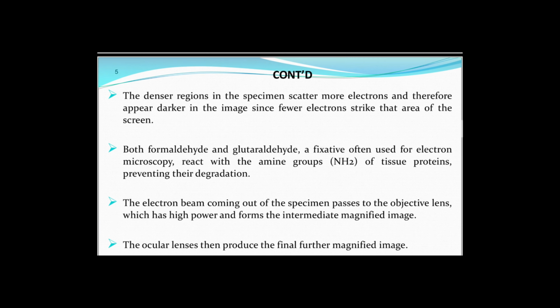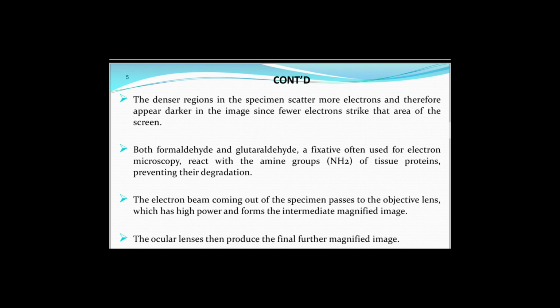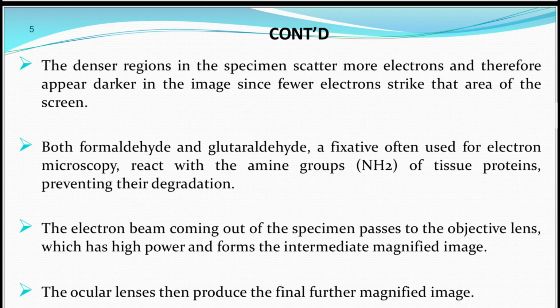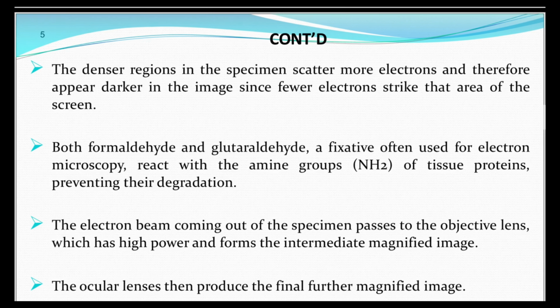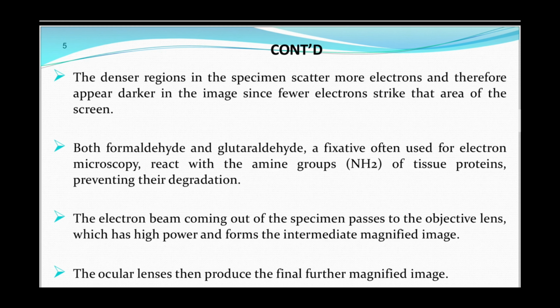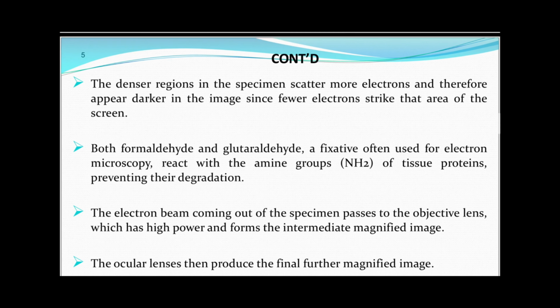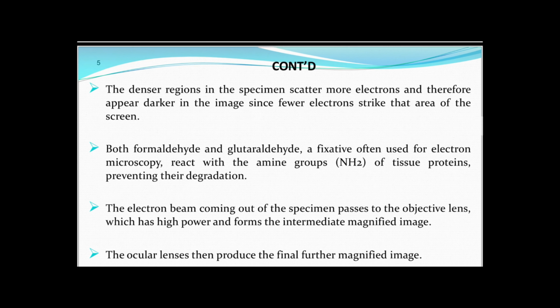Then both formaldehyde and butyraldehyde, a fixative often used for electron microscopy, react with the amine groups of tissue proteins, preventing their degradation. The electron beam coming out of the specimen passes to the objective lens, which has high power and forms the intermediate magnified image. The ocular lenses then produce the final further magnified image.